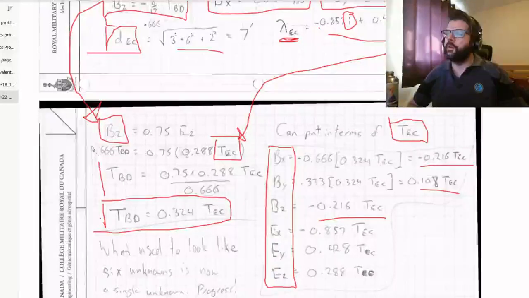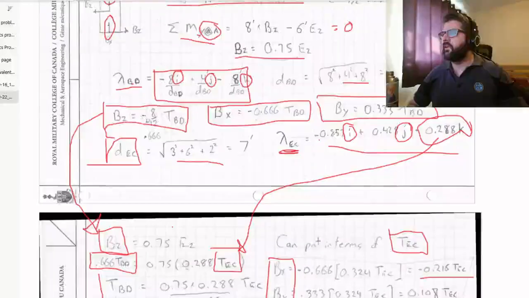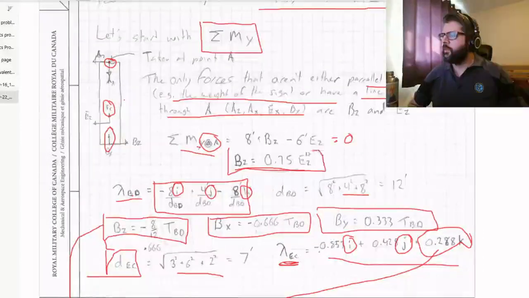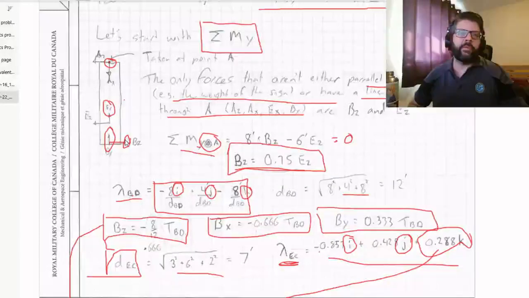Oh, by the way, if you're wondering why, when I was doing this relationship here, I put 0.666 TBD instead of negative 0.666 TBD, that's because when I was solving for the BZ in the first place, I used the BZ oriented in the proper direction anyways. So the negative or plus sign here tells us the directionality of BZ, but I'd already accounted for that on the free body diagram.